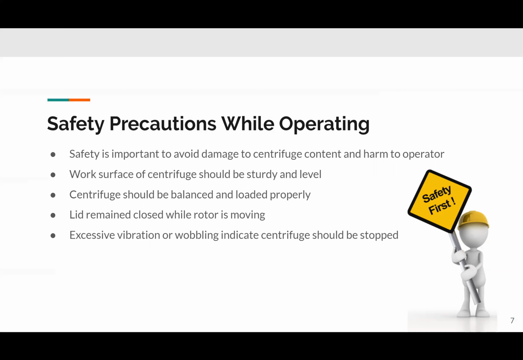There are several safety precautions to be aware of while operating a centrifuge. These precautions are important to avoid damage to the centrifuge content and avoid harming the operator. Some include making sure that the work surface is sturdy and level so that the centrifuge is stable, not at risk of falling over or wobbling, and that the centrifuge is balanced and loaded properly.